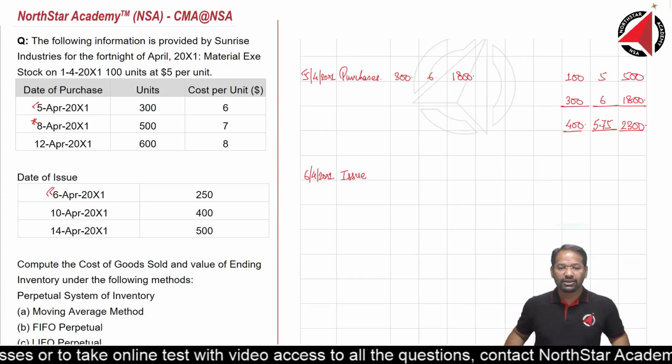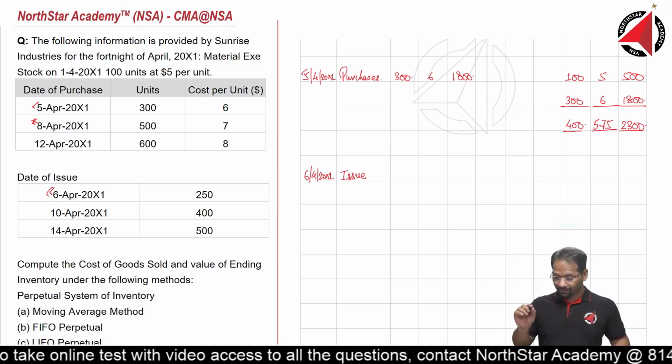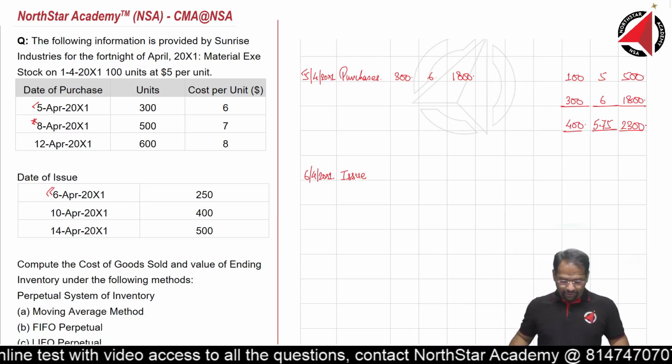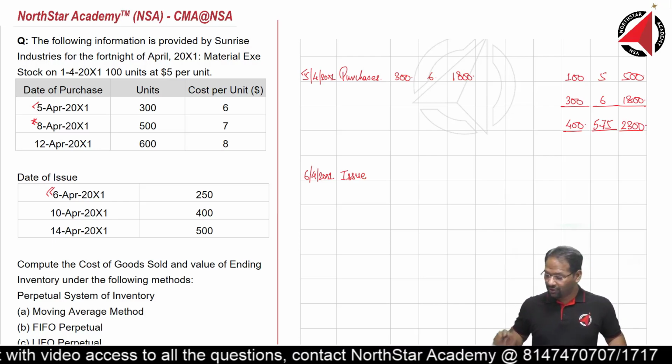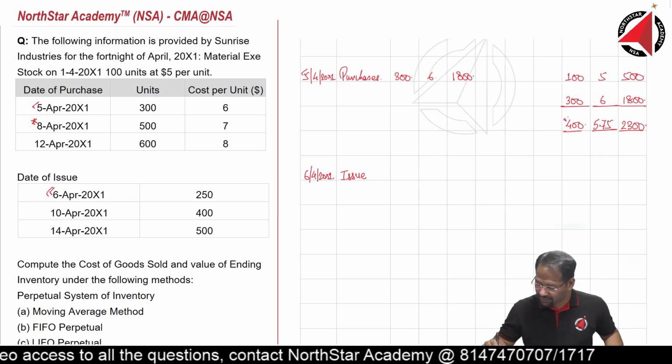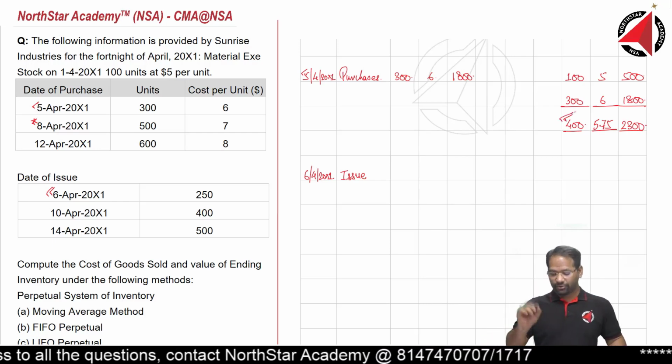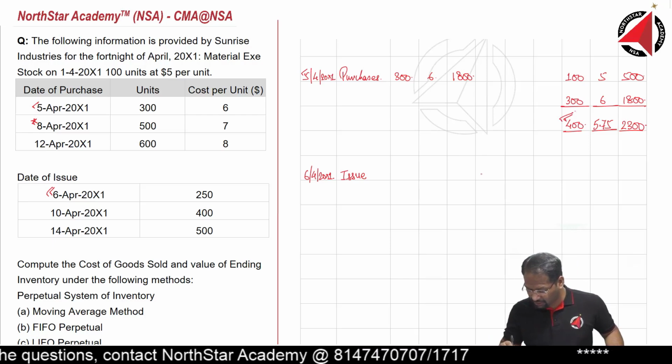For calculation purpose it will remain same. How many units have been issued? 250 units have been issued. So we are going to issue 250 units out of this 400 units. So let's go to the issue column.